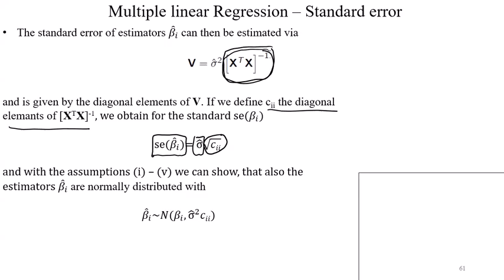Then also additionally, if we take all our assumptions about the multiple linear regression which we have made, we can also show that our estimators are normally distributed, with an expected value of beta i and the variance sigma hat squared times the individual diagonal elements.